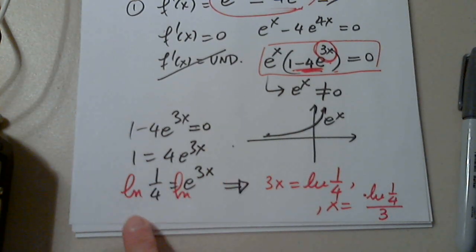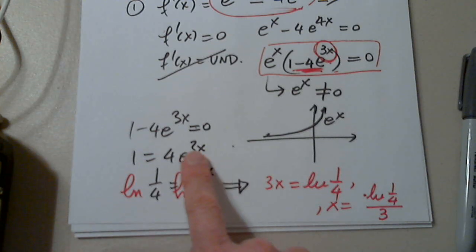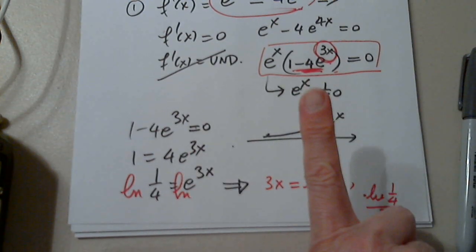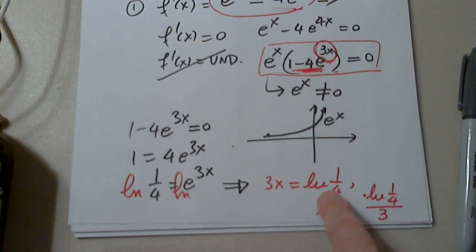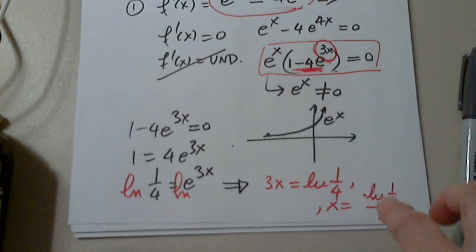Then we apply natural log. So we bring down 3x. Natural log e is 1. So 3x equals natural log of 1/4. Then we divide both sides by 3. Natural log of 1/4 divided by 3.